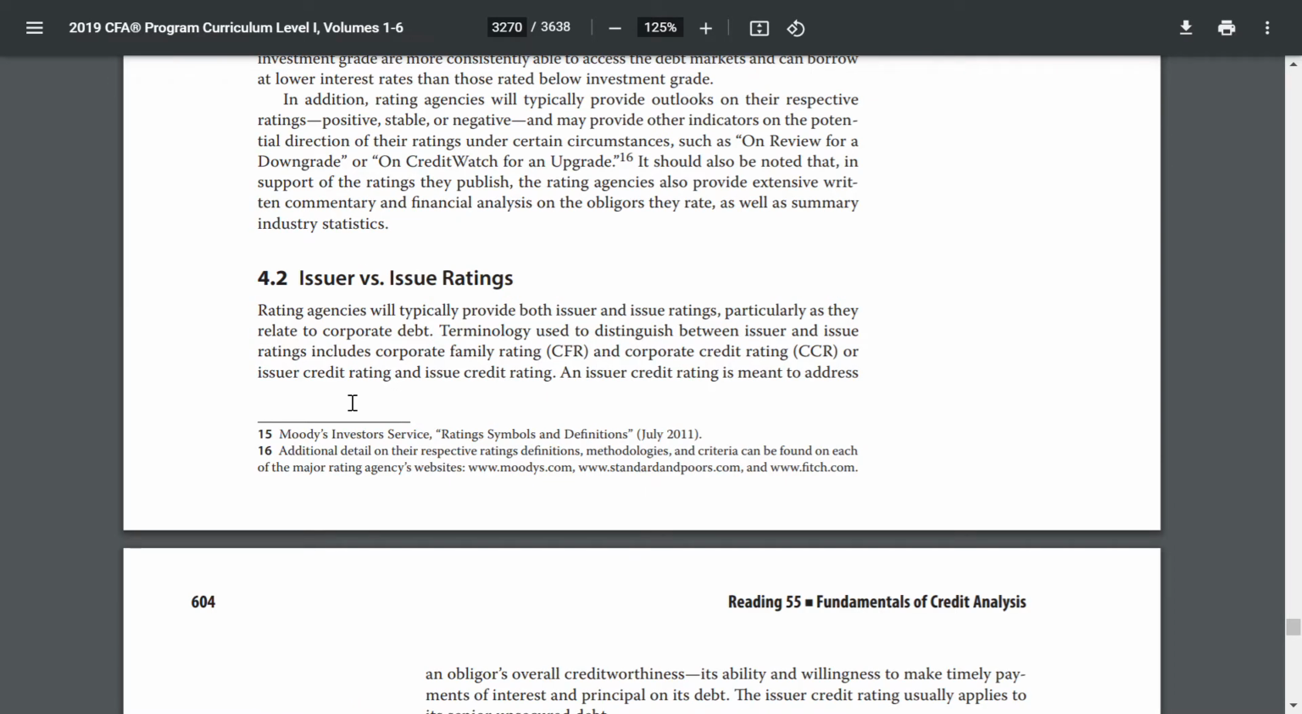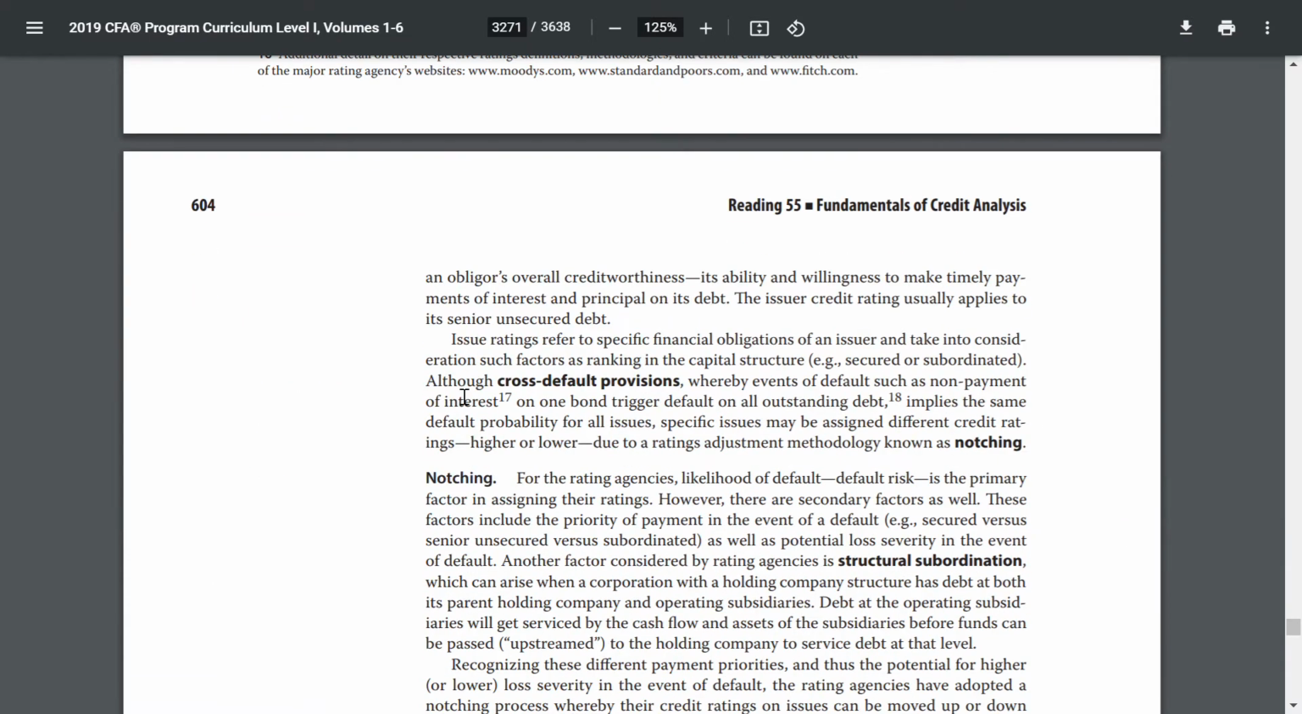Issuer versus issue rating. Rating agencies will typically provide both issuer and issue ratings, particularly as they relate to corporate debt. Terminologies used to distinguish between issuer and issue rating include the corporate family rating, the corporate credit rating, or issuer credit rating. An issuer credit rating is meant to address the obligor's overall creditworthiness, its ability and willingness to make timely payments of interest and principal on the debt. The issuer credit rating usually applies to the senior unsecured debt.